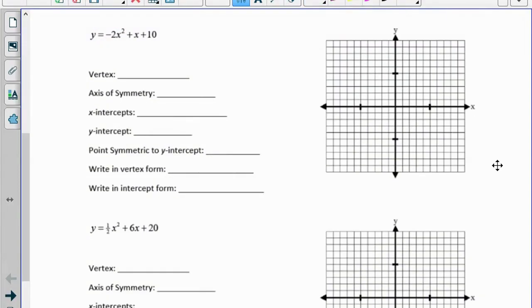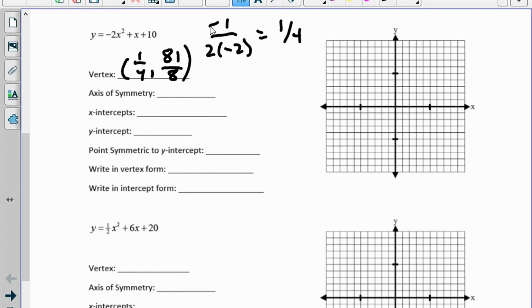The second problem is y equals negative 2x squared plus x plus 10. Let's find the vertex first. That's negative b, so negative 1 over 2a, 2 times negative 2. That's 1/4. So my vertex is an x value of 1/4 and a y value of 81/8. And that's what happens if I substitute 1/4 into the equation. The axis of symmetry is x equals 1/4.